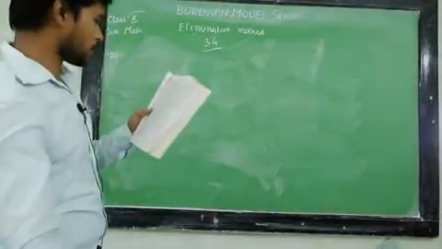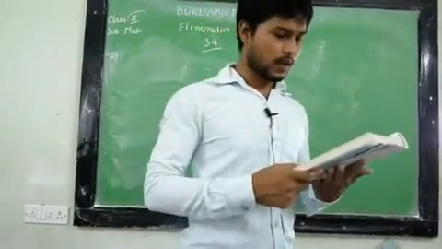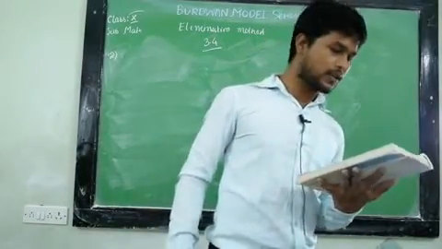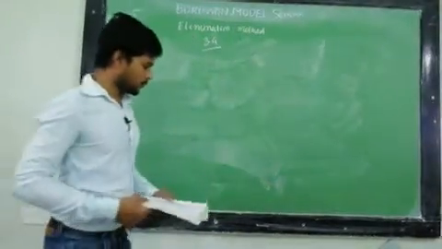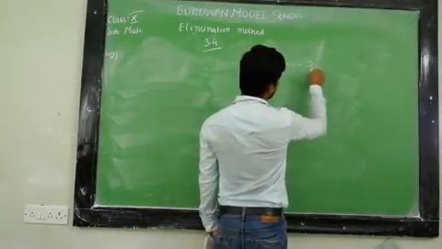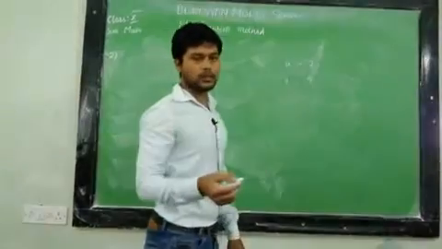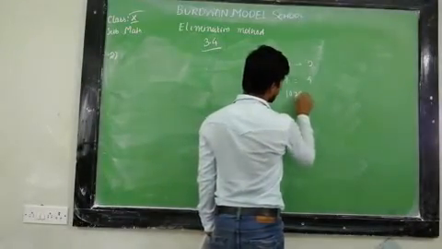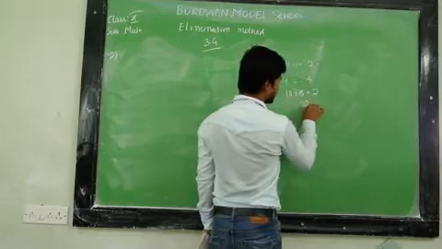Question number 3: The sum of the digits of a 2-digit number is 9. Also, 9 times the number is twice the number obtained by reversing the order of the digits. Find the number. Okay, so I think you know the construction of a number. Suppose the unit digit of a number is 2 and the tens digit is, suppose, 5. Then what is the number? Then the number will be 10 into the tens digit, that is 5, plus the unit digit, that will be 52.